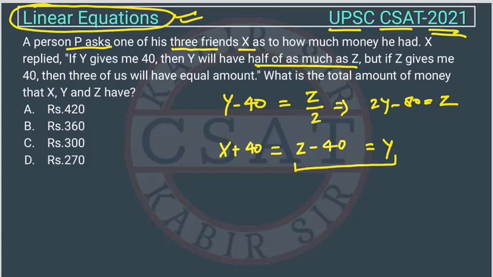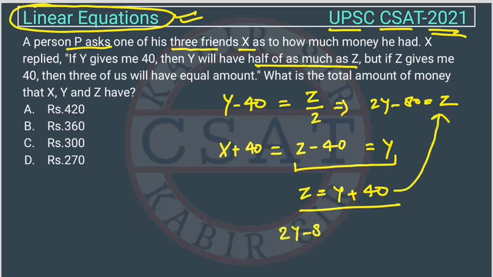Now we will take this equation and put the value of Z. From here Z will come out as Y plus 40. So I will put this value of Z here. It will become 2Y minus 80 is equal to Y plus 40. So Y, 80 will go this side and become plus, so 40 plus 80 will be 120. So Y is 120.